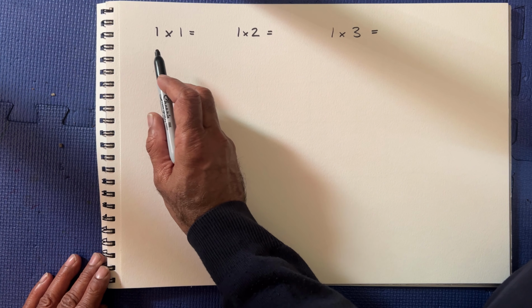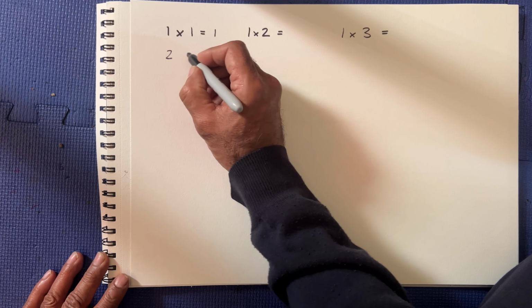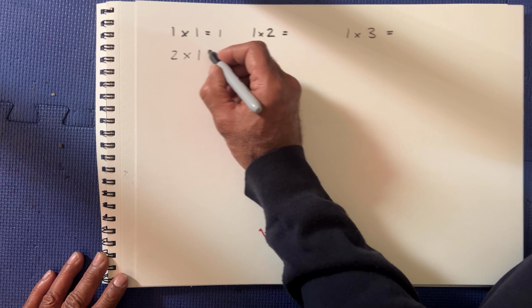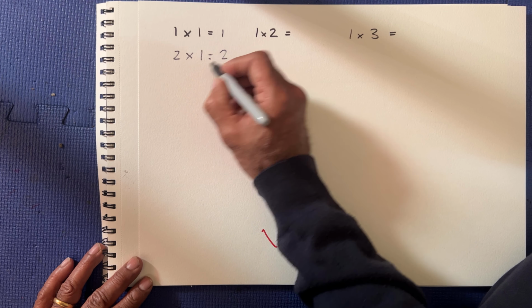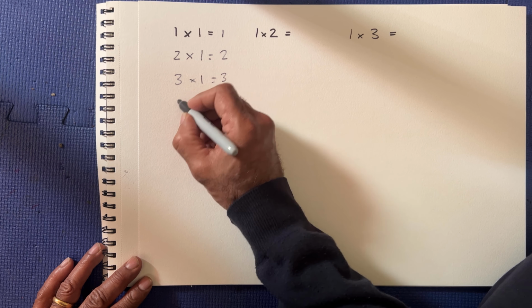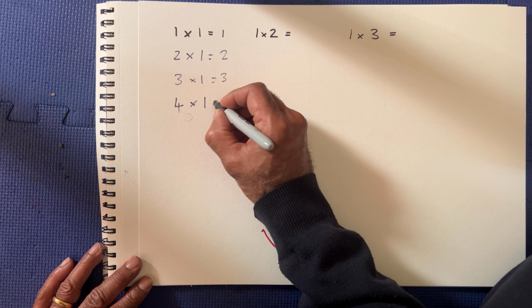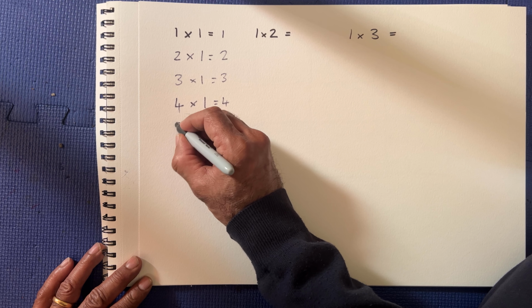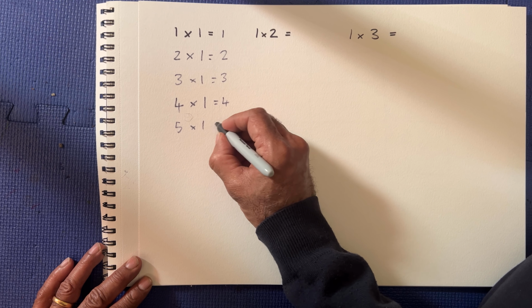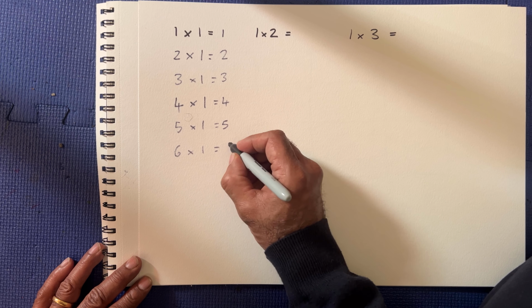Are you ready? 1 times 1 is 1. 2 times 1 is 2. 3 times 1 is 3. 4 times 1 is 4. 5 times 1 is 5. 6 times 1 is 6.